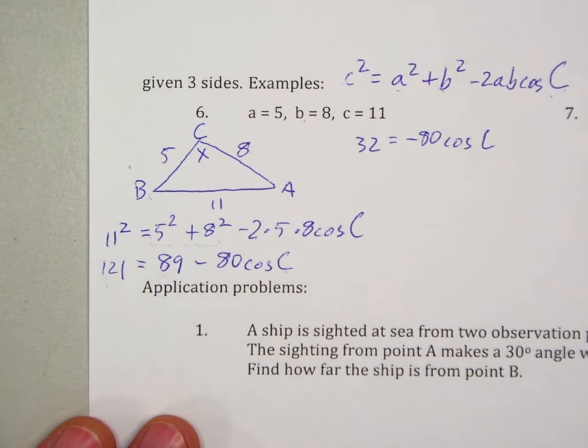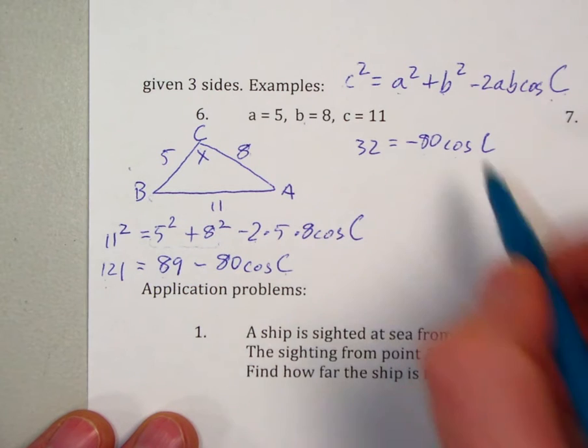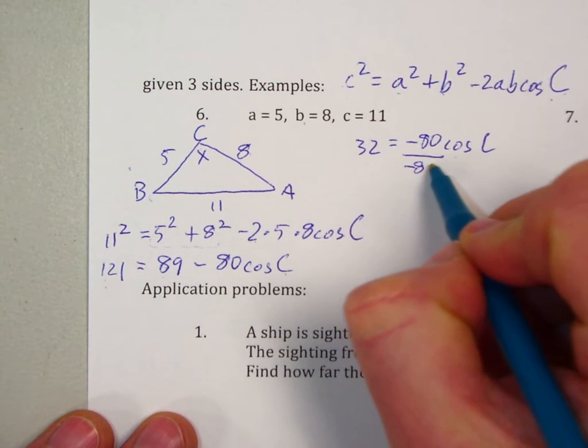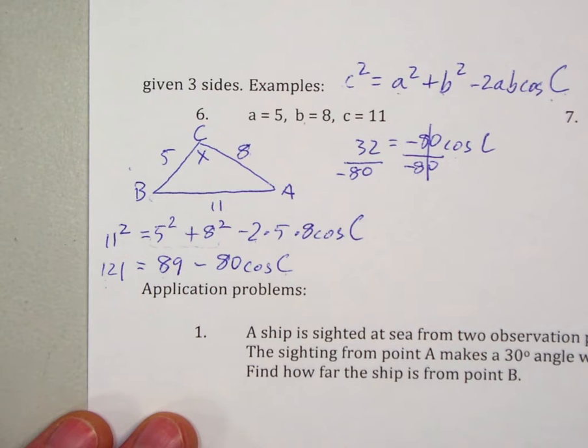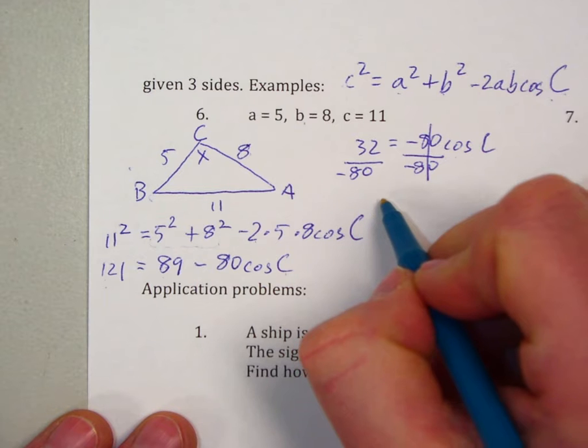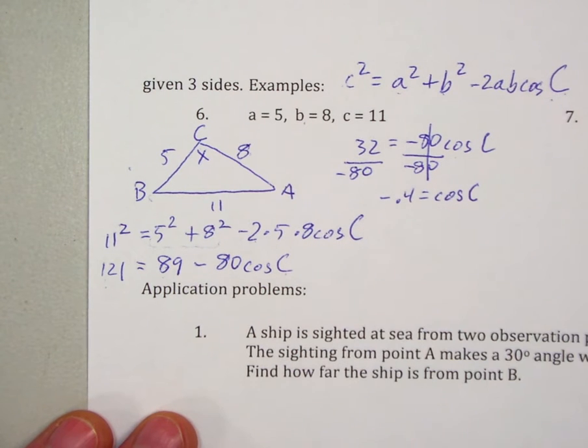All right, if I look, these two are multiplied together. If you want to get rid of multiplication, just use division. Divide by negative 80 and divide by negative 80, like that. So when I do that, I should get 32 divided by negative 80, and we'll call it negative 0.4. So I have negative 0.4 is equal to the cosine of angle C, like that.